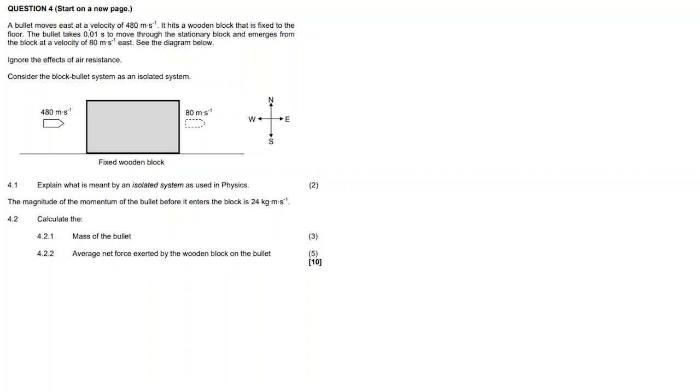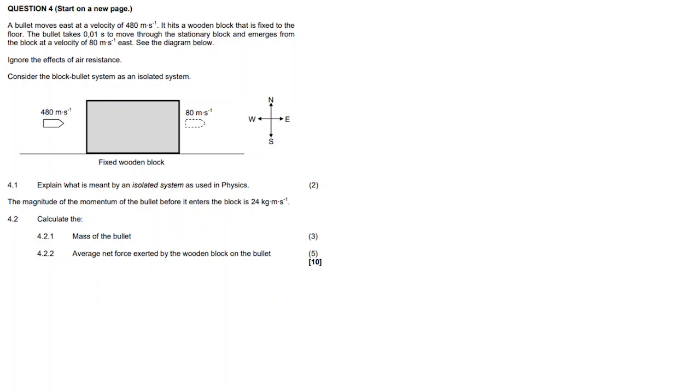A bullet moves east at a velocity of 480 meters per second. It hits a wooden block that is fixed to the floor. The bullet takes 0.01 seconds to move through the stationary block and emerges from the block at a velocity of 80 meters per second east. See the diagram below. Ignore the effects of air resistance. Consider the block bullet system as an isolated system.